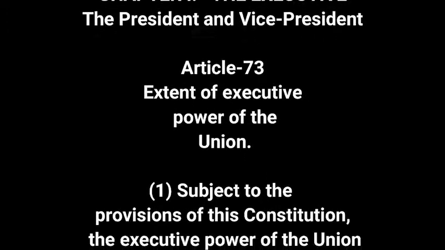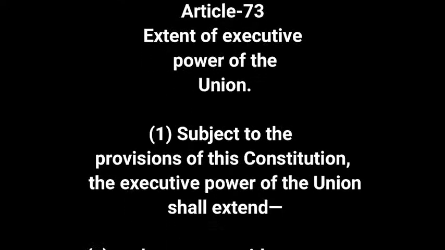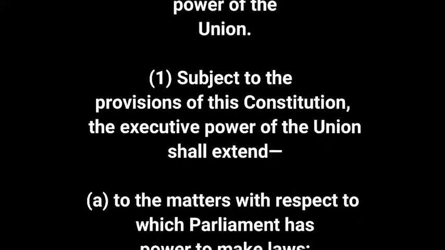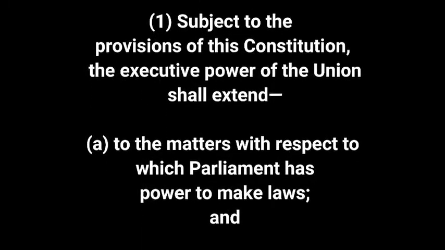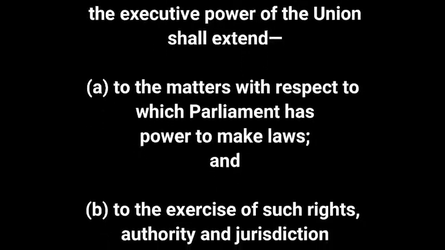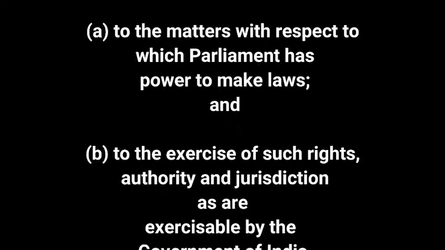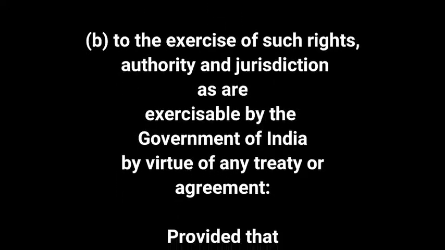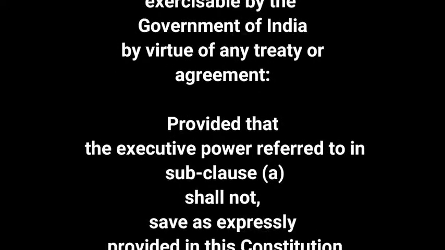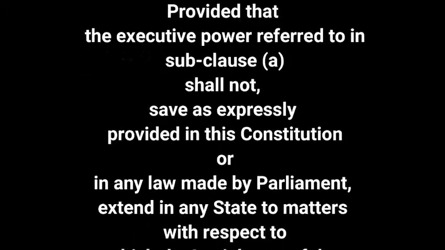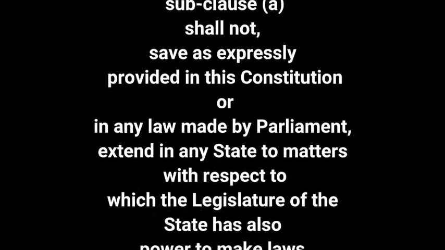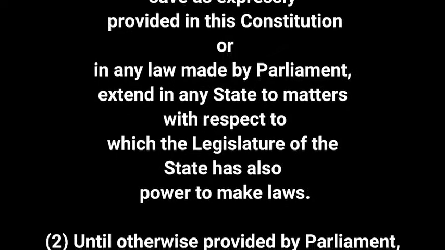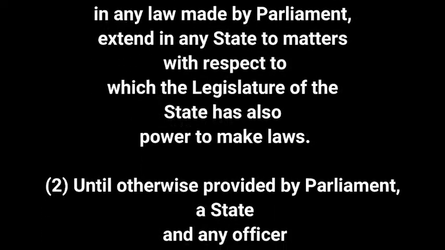1. Subject to the provisions of this Constitution, the executive power of the Union shall extend to a. the matters with respect to which Parliament has power to make laws, and b. to the exercise of such rights, authority, and jurisdiction as are exercisable by the Government of India by virtue of any treaty or agreement, provided that the executive power referred to in sub-clause a shall not, save as expressly provided in this Constitution or in any law made by Parliament, extend in any state to matters with respect to which the legislature of the state has also power to make laws.